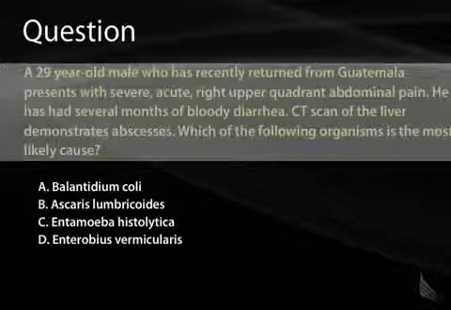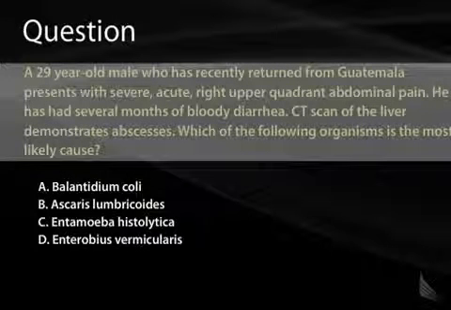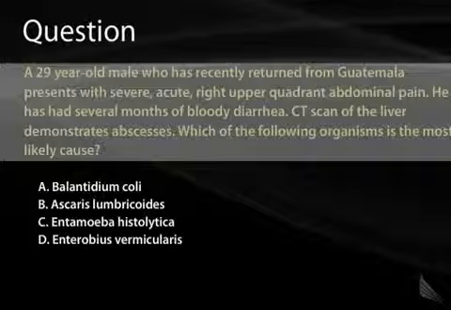Question. A 29-year-old male who has recently returned from Guatemala presents with severe acute right upper quadrant abdominal pain. He's had several months of bloody diarrhea. CT scans of the liver demonstrate abscesses. Which of the following organisms is the most likely cause?